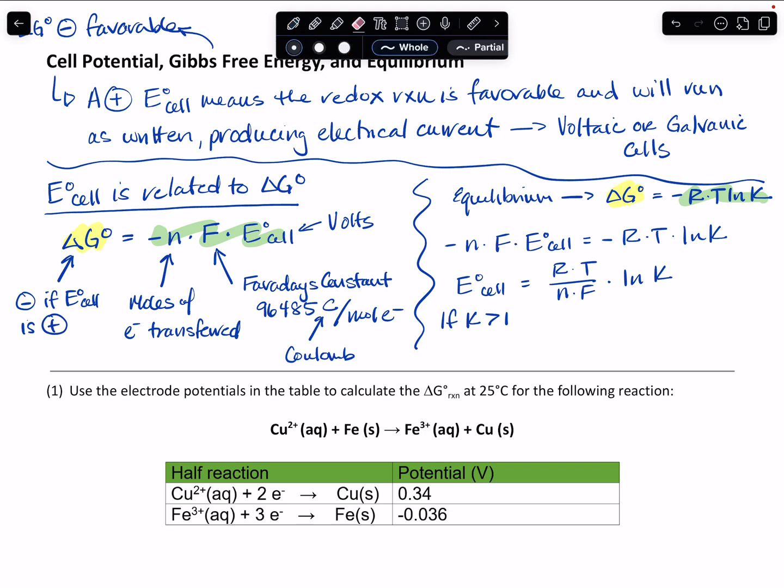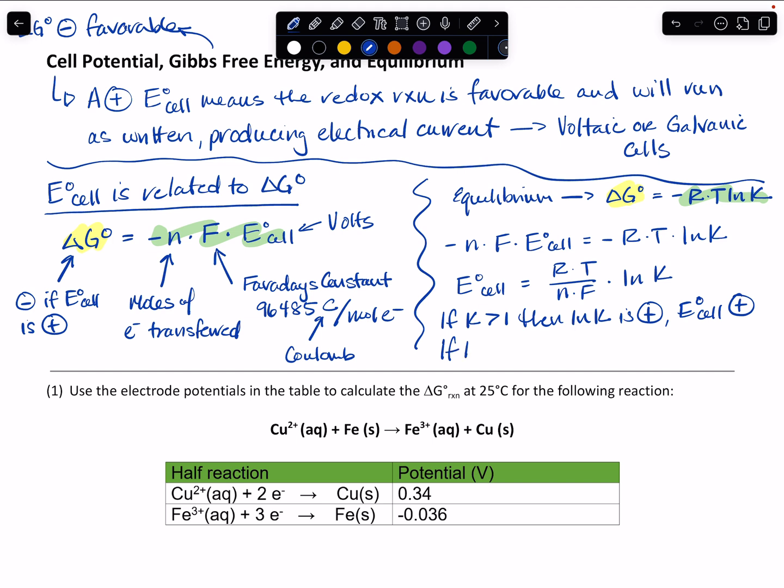All right. Mathematically, that natural log of that value is going to be positive. So if we plug a positive number into this formula, our cell potential will also be positive, which means that reaction as written should run. It will be favorable. All right, which again makes sense. If we have more products at equilibrium than reactants, then the forward reaction is the one that is running. All right, and that is what your cell potential is looking at. So if we have more products, we should have a positive cell potential.